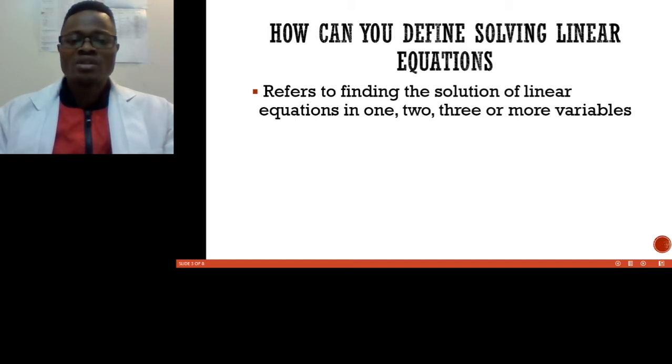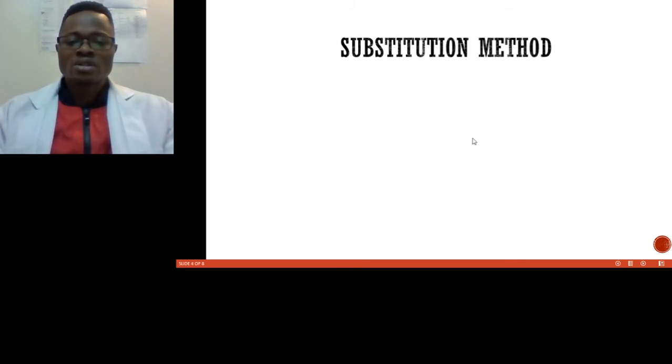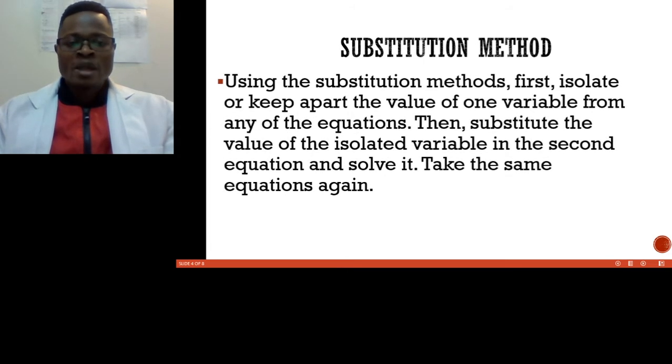I prefer to define it as finding the solution of linear equations in one, two, three, or more variables, because it could be in any of those variables. So now let us continue with the substitution method. Now, the substitution method is just one method we use in solving linear equations.